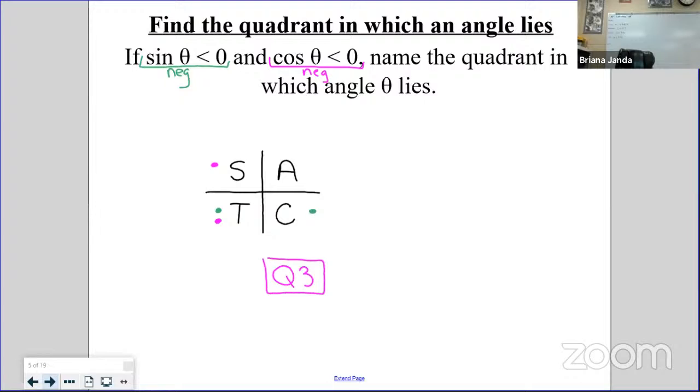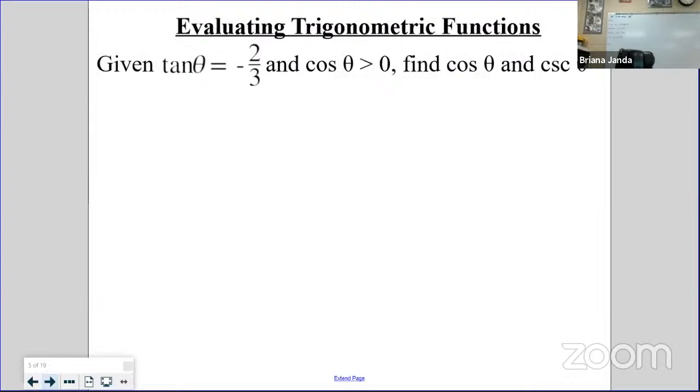So again, understand with each of these signs that they give you, there's always two possibilities. Find the overlap. Okay, so progressing from that, building our way into this. This time, again, we're going to figure out our quadrant to start with, but we're going to move on past that. It says, given that tangent of theta is negative 2/3 and cosine of theta is greater than 0, find the cosine and cosecant of theta.